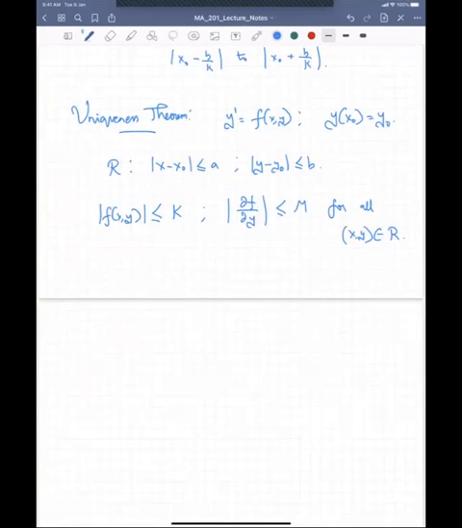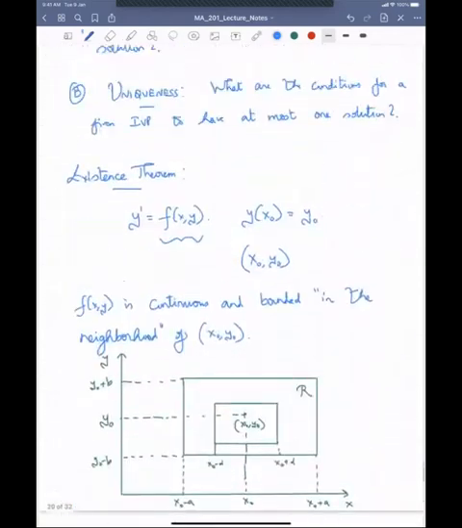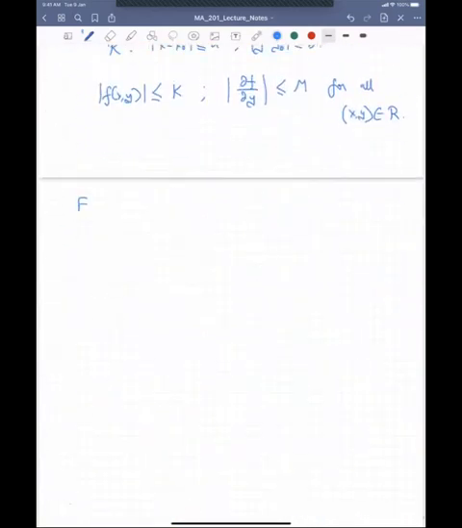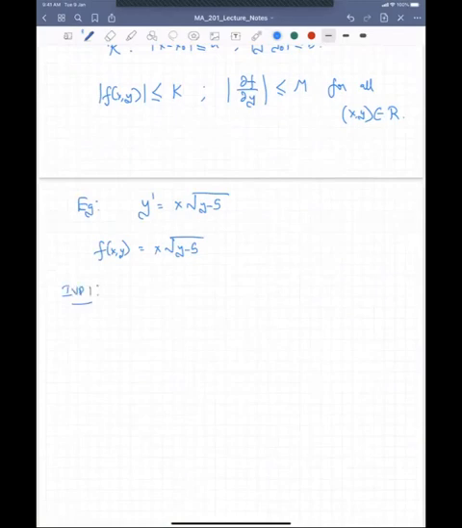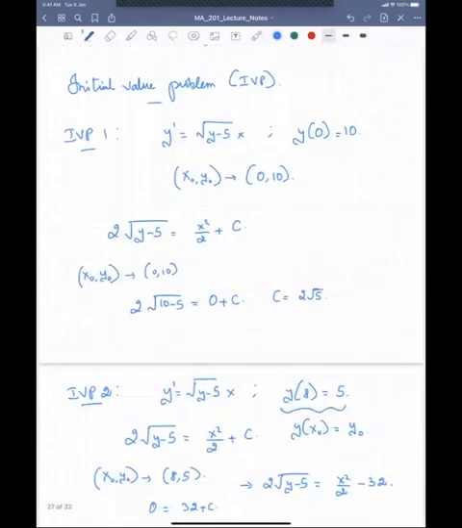Okay. So let us actually look at one of the two examples that we discussed and check if it makes sense. So let me take y prime equals x times square root of y minus 5, right? So f of x comma y in this case is x times square root of y minus 5. So let us look at the first initial value problem. What was this? x0, y0 was 0, 10.